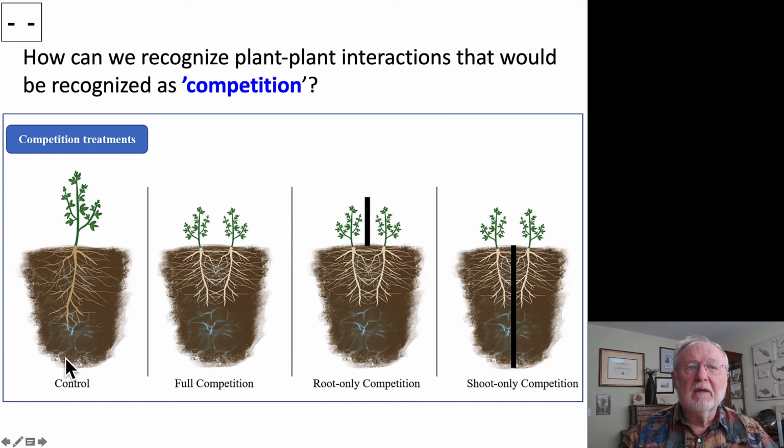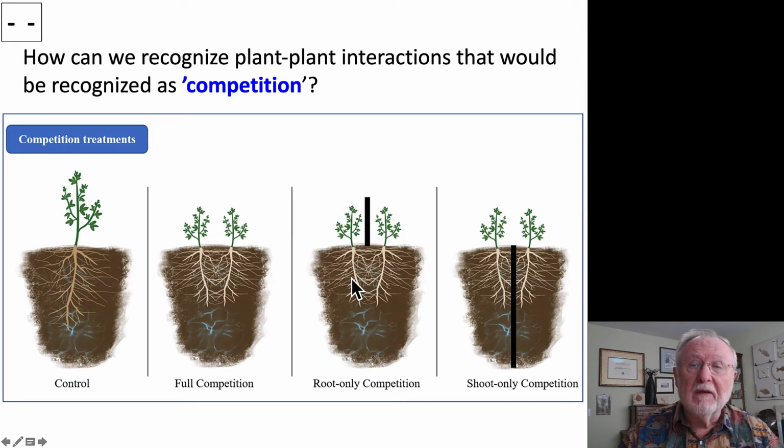Here we have a plant growing by itself, and here we have 2 plants competing with each other in full competition. We can dissect this into root competition or shoot competition. In root competition, we might think of a barrier that goes in to prevent one plant from negatively impacting the other in terms of light, but allowing the roots to interact through competition.